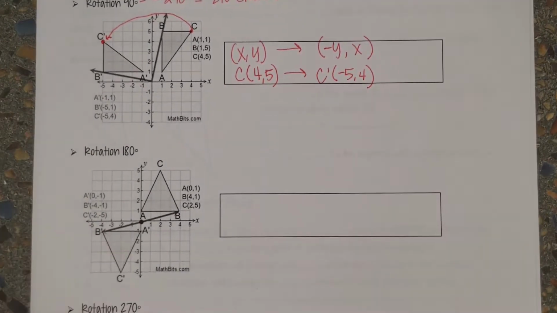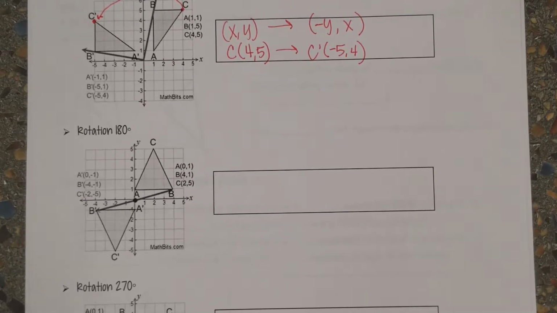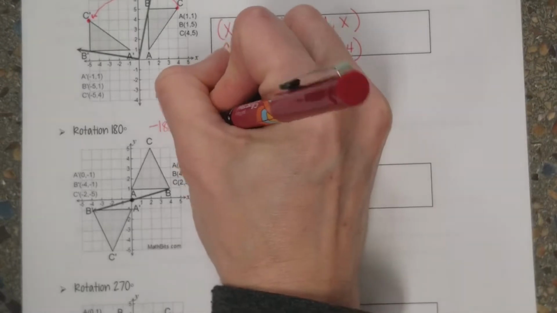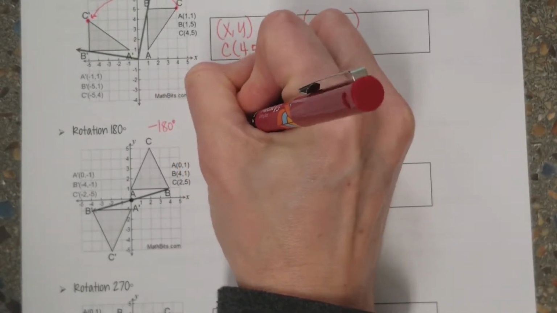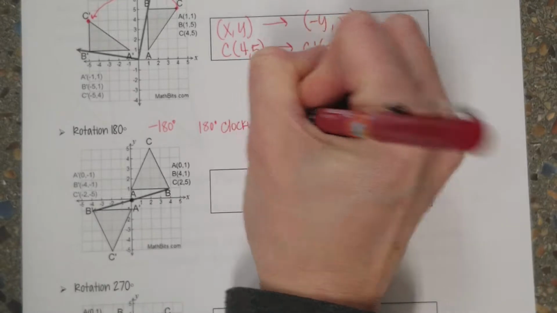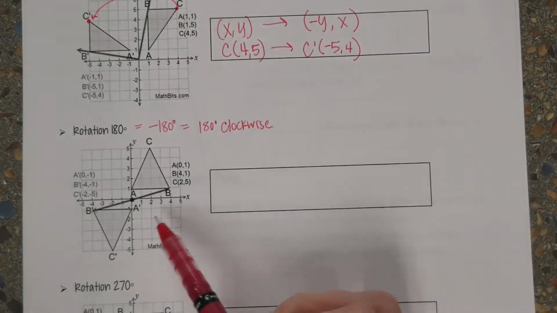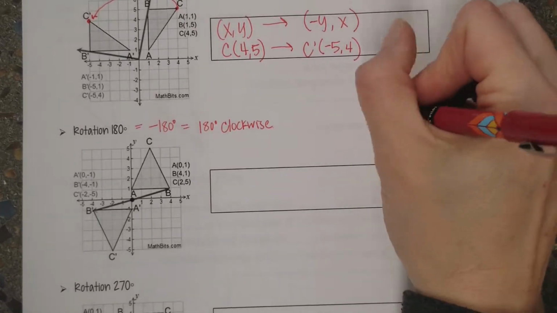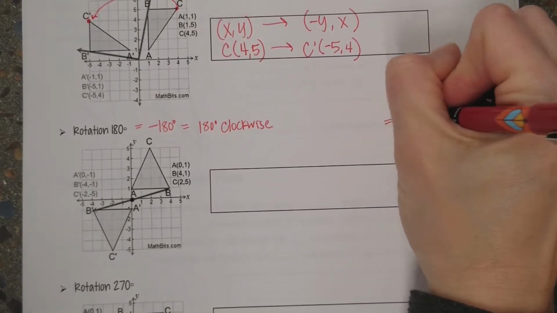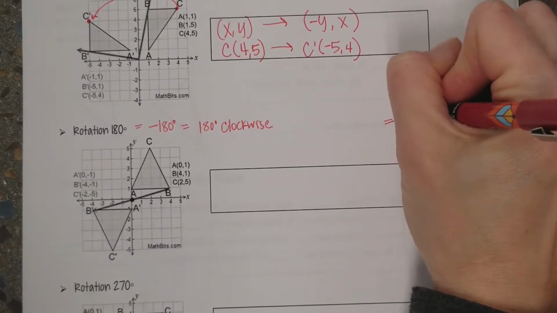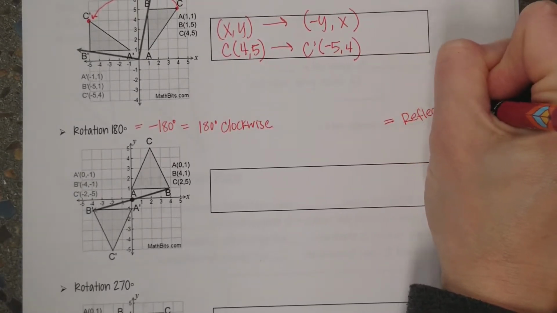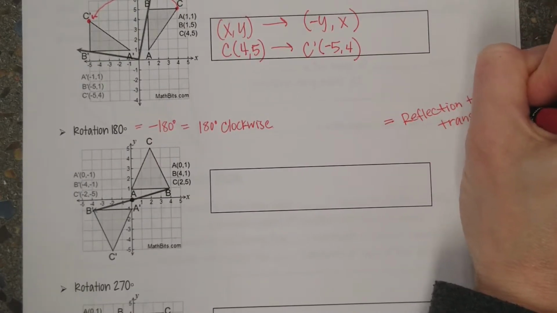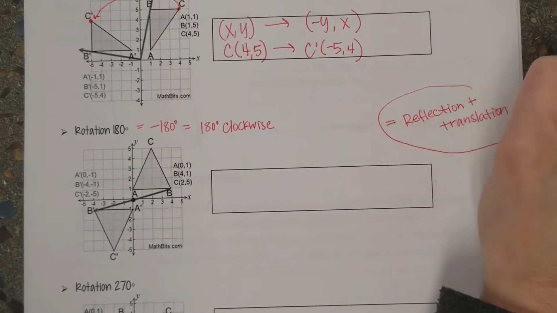Okay, now let's move on to a rotation of 180. The rotation of 180 is the same no matter what it tells you. It could be a negative 180, or it could be 180 degrees clockwise. These will all be exactly the same because it's basically a straight line. And just for a future note, you might want to make a note of this. A rotation of 180 degrees is the same as a reflection plus a translation, which we will learn later, but just keep that in the back of your head.